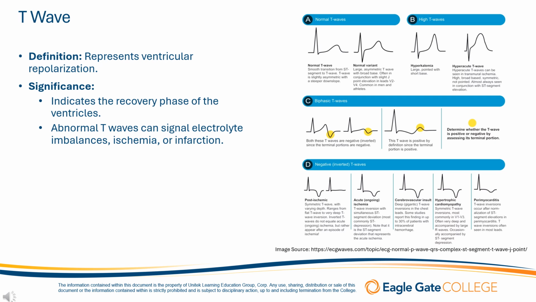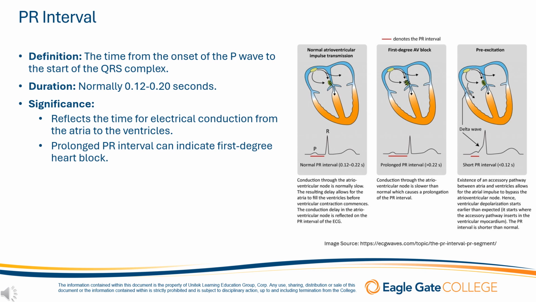Finally, some medications, particularly those affecting cardiac function, can alter T-wave morphology. For instance, digitalis can cause T-wave changes known as digoxin effect, characterized by a scooped-out appearance of the ST segment and T wave. Now let's take a look at the PR interval.